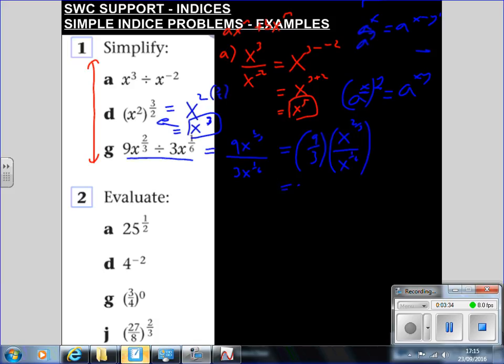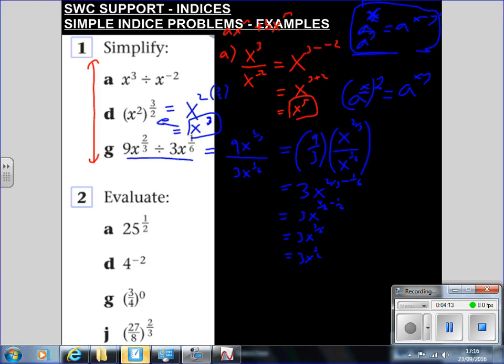So 9 over 3 is 3. And now we're back to our a to the x divided by a to the y situation, aren't we? Okay. So this is going to be x to the 2 by 3 minus 1 over 6. I need the denominators to be the same. 2 over 3, if we times top and bottom by 2, that's 4 by 6 minus 1 over 6. So that's 3x to the 3 by 6, which is half. So 3x to the half. Okay?